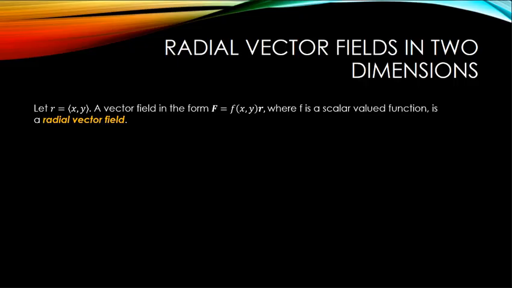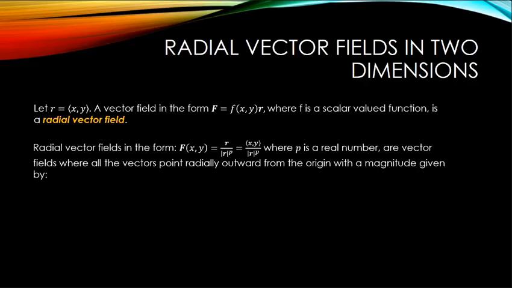radial vector field. Radial vector fields that have the form f of xy equal to r over the magnitude of r raised to the p power, which is the same thing as saying the vector xy over the magnitude of r raised to the p power, where p is a real number, are vector fields where the vectors point radially outward from the origin with a magnitude that is given by the magnitude of the vector f equal to 1 over the magnitude of r raised to the p minus 1 power.